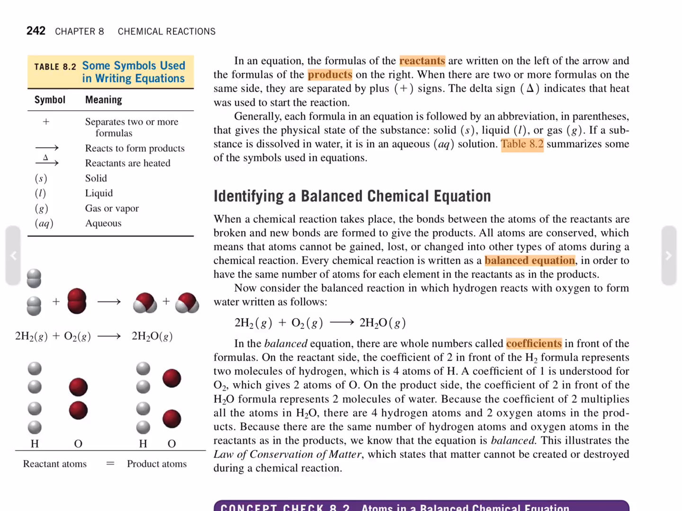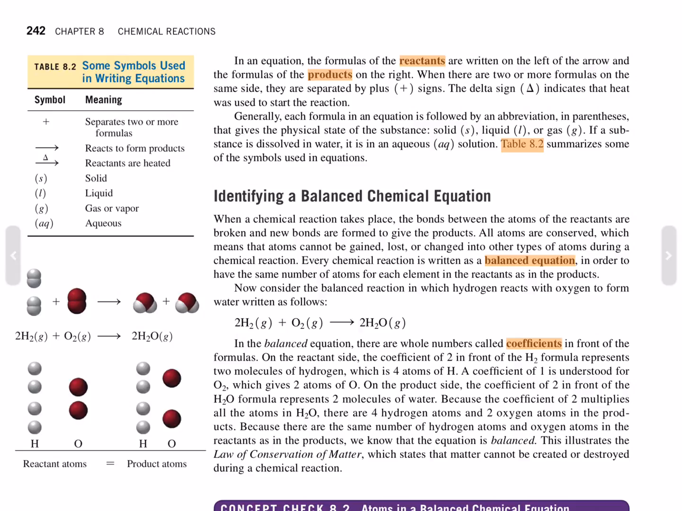Now consider the balanced reaction in which hydrogen reacts with oxygen to form water, written as follows. 2H2 plus O2 yields 2H2O. In the balanced equation, there are whole numbers called coefficients in front of the formulas. On the reactant side, the coefficient of 2 in front of the H2 hydrogen molecule represents 2 molecules of hydrogen, which is 4 atoms of hydrogen. A coefficient of 1 is understood for O2, which gives 2 atoms of oxygen. On the product side, the coefficient of 2 in front of the water formula represents 2 molecules of water.